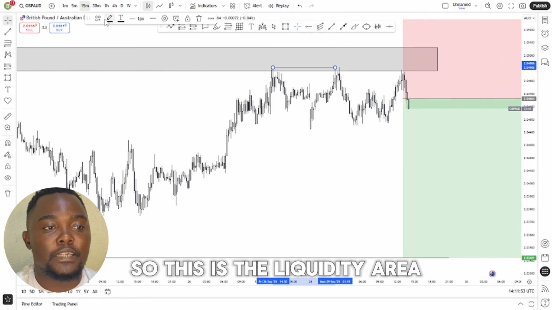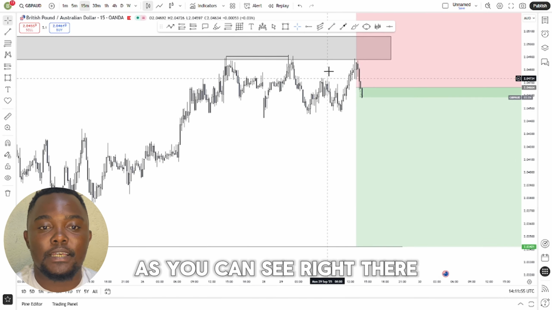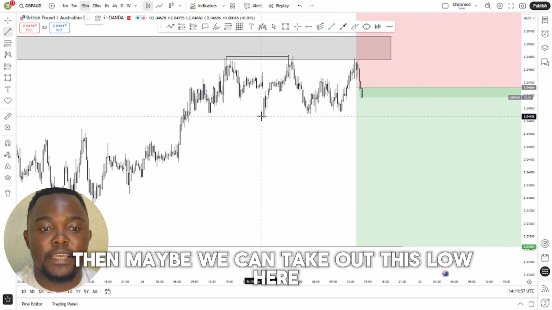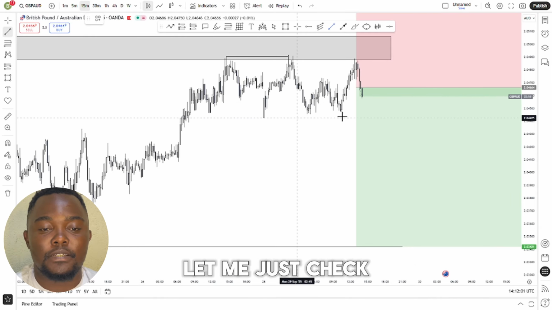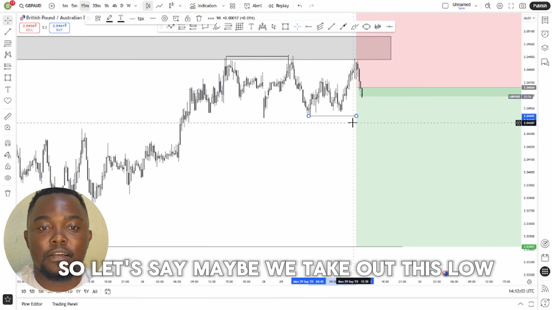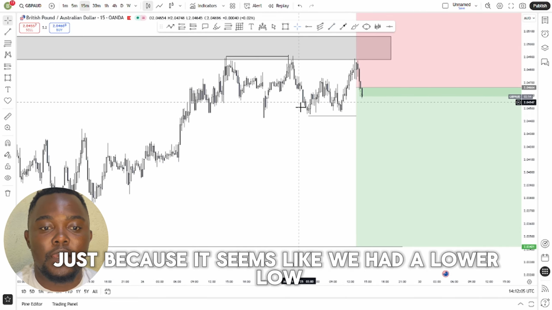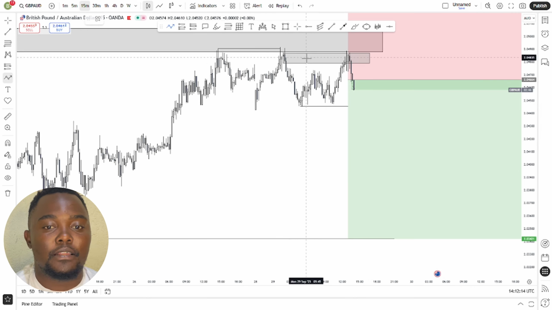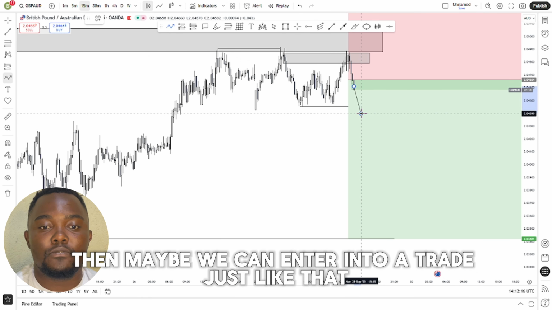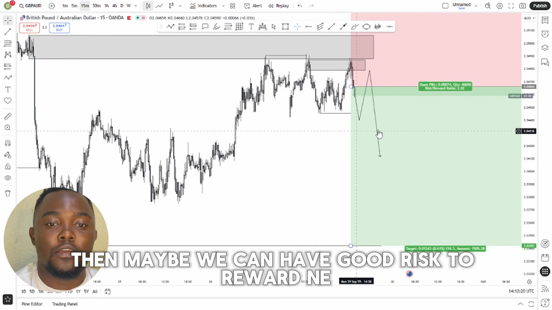So this is the liquidity area, as you can see right there. Then maybe we can take out this low here. Seems like it got taken out. Let me just check. So let's say maybe we take out this low, just because it seems like we had a lower low, lower high formation, and then this is an area of supply. So maybe if we take out this low here, then maybe we can enter into a trade just like that. Then maybe we can have good risk to reward.